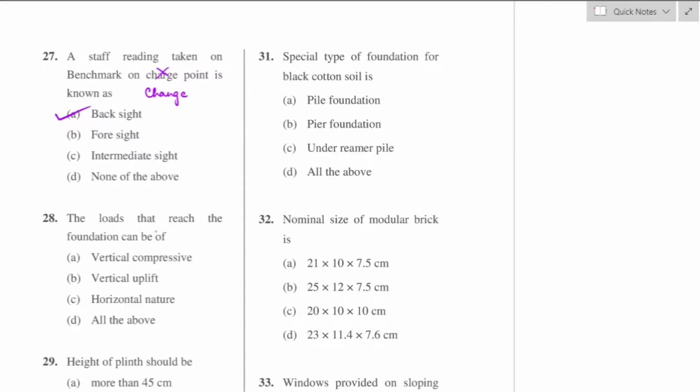Question number 28. The load that reaches the foundation can be of. So the load coming onto the foundation is a type of vertical compressive loads, vertical uplift forces and horizontal natural forces. Vertical compressive loads means the forces which are perpendicular to the roof or floor system. Vertical uplift forces means it is a type of pile foundation where you can observe the upward pressure is applied. And horizontal natural forces means it is a type of wind forces or snow loads. So all these loads are coming onto the foundation. So the right answer will be option D, all of the above.